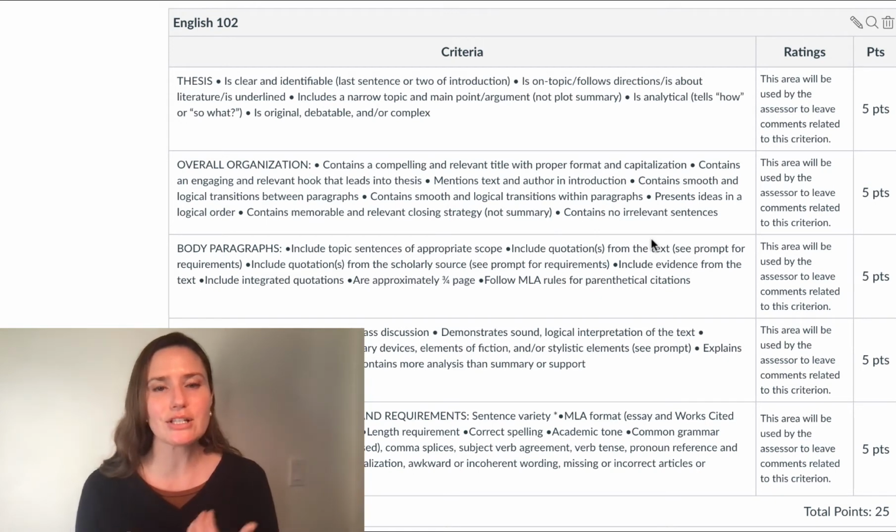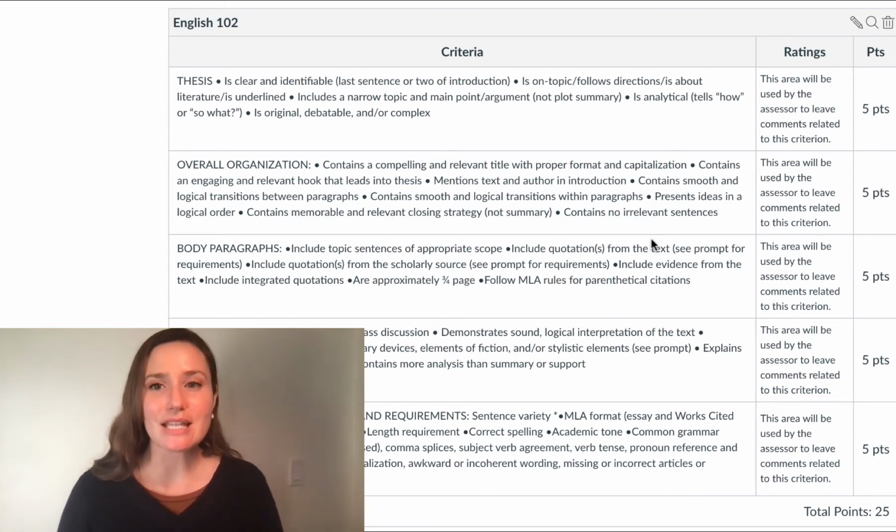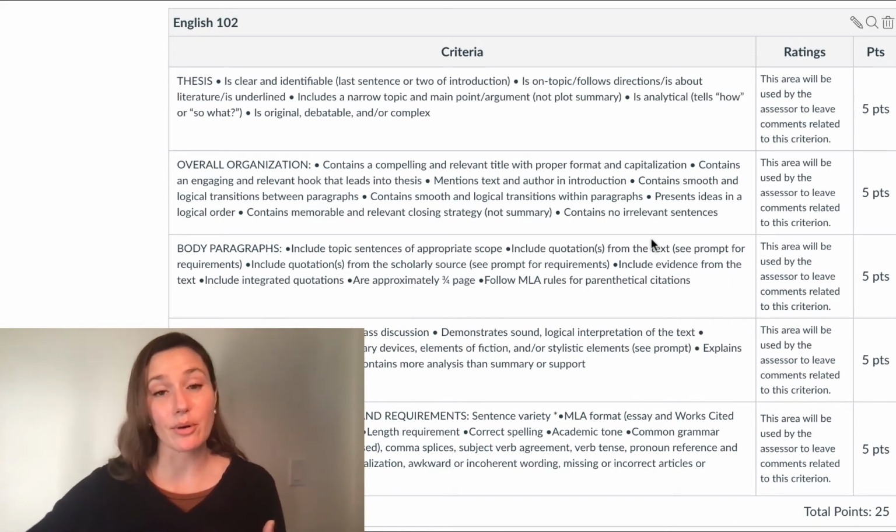Is it original, debatable, and or complex? So it would be great if you could do all 3 of those things. But if you hit one of those things, that's great. So debatable, that means a reasonable person could disagree with it and it's controversial, but not saying something that you're not supporting with the text.